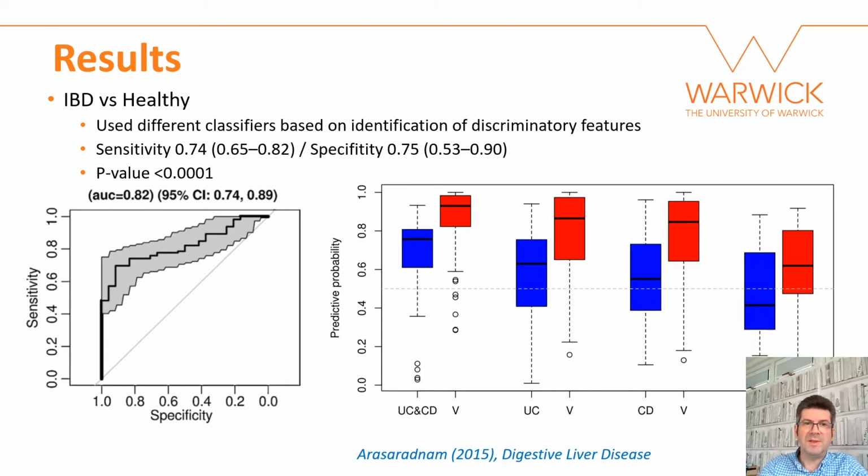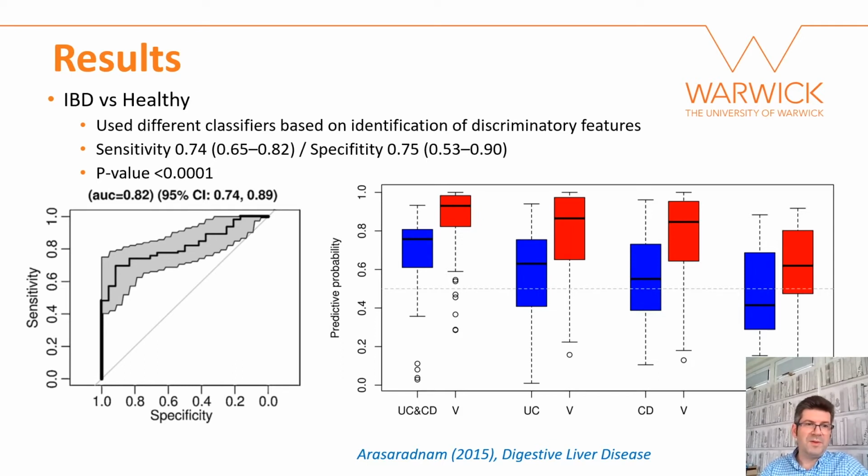So here are the results. Basically what we did is we took the raw FAMES data, we removed the background, and then we tried to identify discriminatory features within the raw FAMES data plot. We've got a process to do this, and you can look at the paper if you're interested in exactly how we did it.